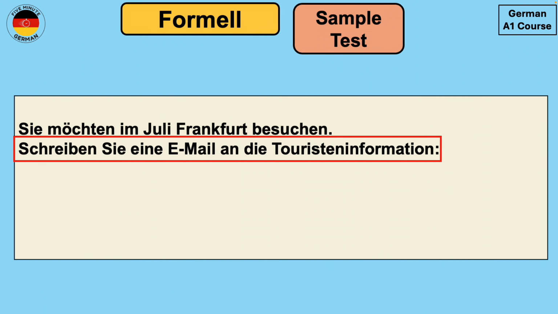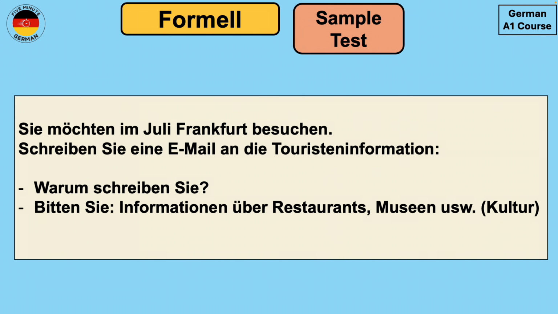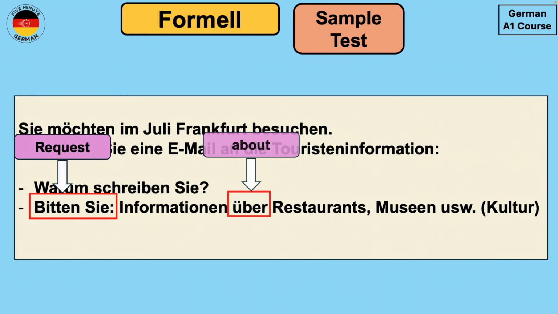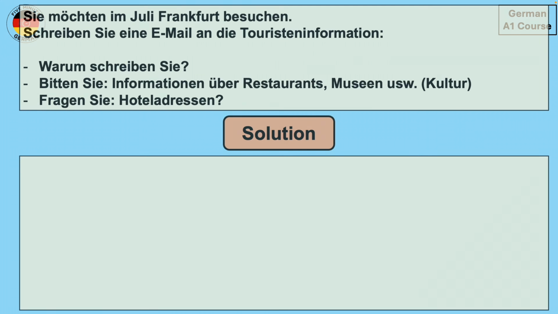Now this sentence is the imperative form. So they are making a request to you that you should write an email to the tourist information. Then in our email, we should mention Warum schreiben Sie? Why are you writing? What is the reason? So warum means why. Then you also have to request Bitten Sie Informationen über Restaurant, Museen und so weiter. Kultur. So bitten Sie means to request and über means about. And this USW at the end, it means und so weiter or etc. in English. And the last point is Fragen Sie Hoteladressen. Ask about hotel addresses.